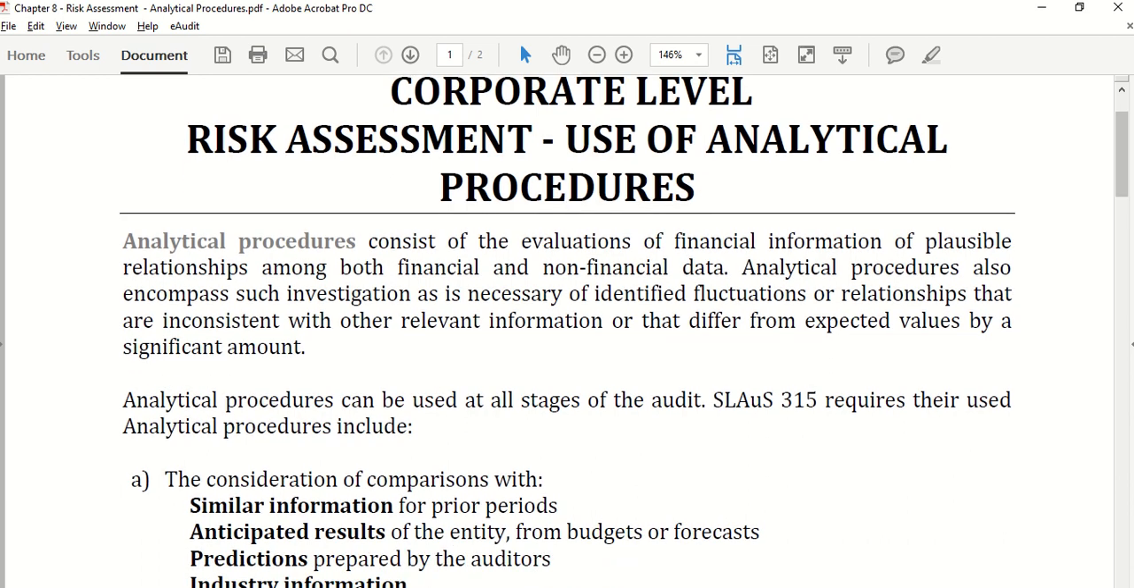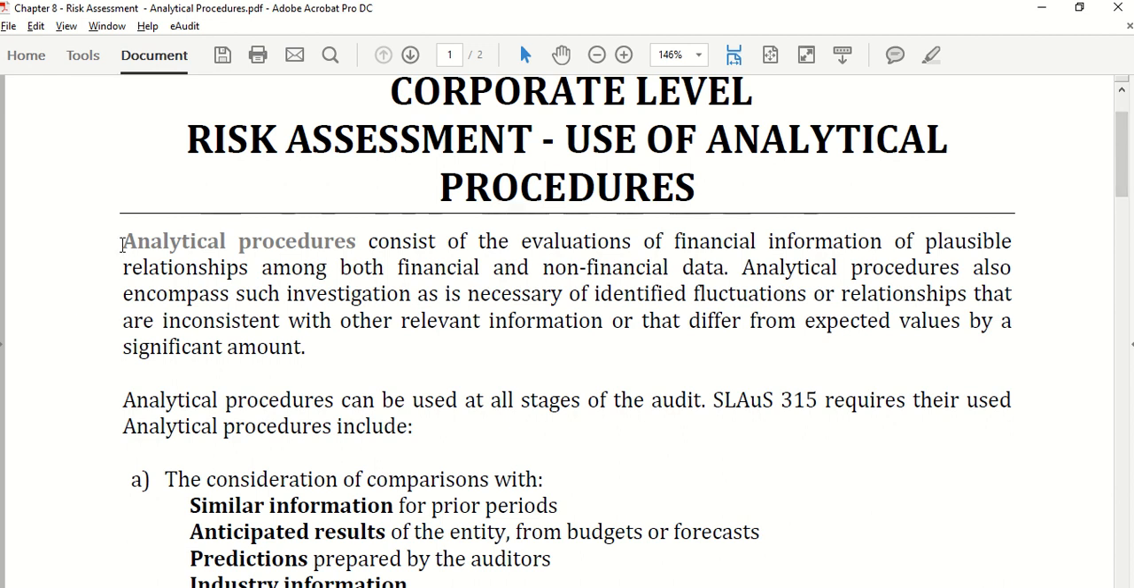Analytical procedures are a very famous topic in your syllabus, and analytical procedure questions have also been tested in the examination. So we'll look briefly at what analytical procedures are, and there's another topic where we are going to discuss them in more detail later, but here we are focusing on how these analytical procedures are used at the time of risk assessment.